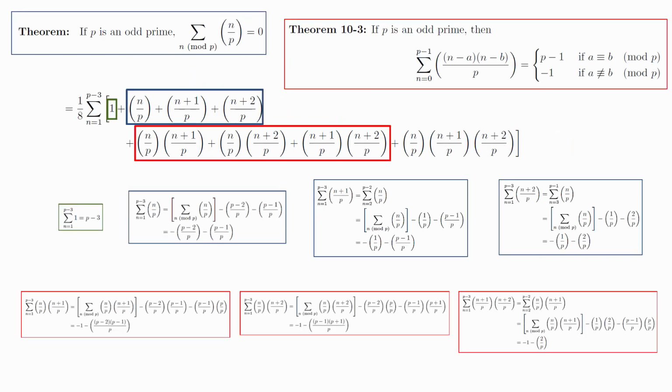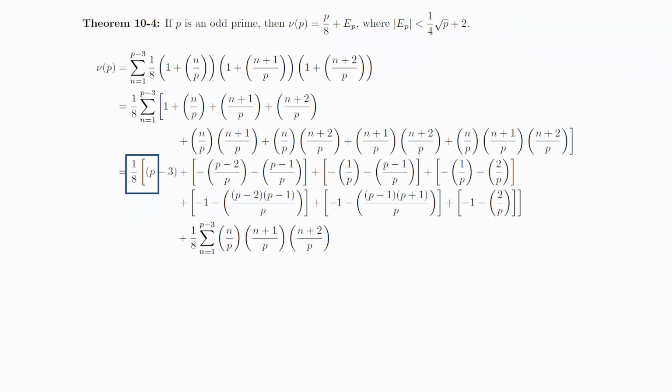Here are all the calculations. We won't be talking through them individually. We will move the p over 8 term to the left side and define the remaining quantity to be the error term.